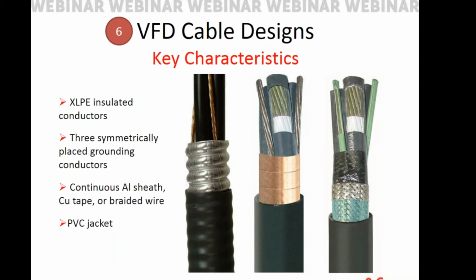Continuous aluminum sheath is preferred. Copper tape if you need flexibility. Braided wires if you're looking for extreme flexibility, and a compromise in VFD performance. PVC overall jacket, so an overall jacket to make sure that that high frequency return path, be it the copper tape or the aluminum sheath, is bonded only at the ends.